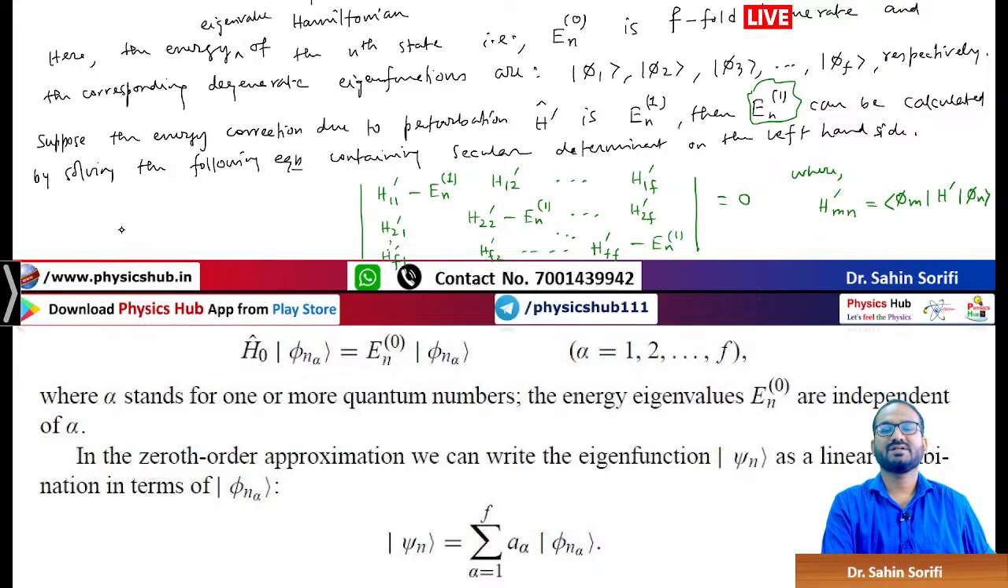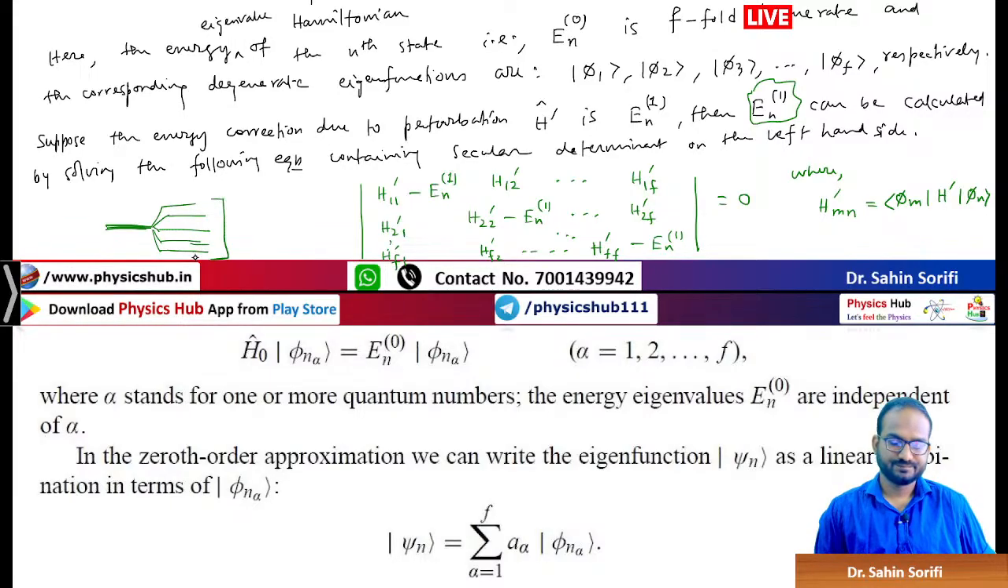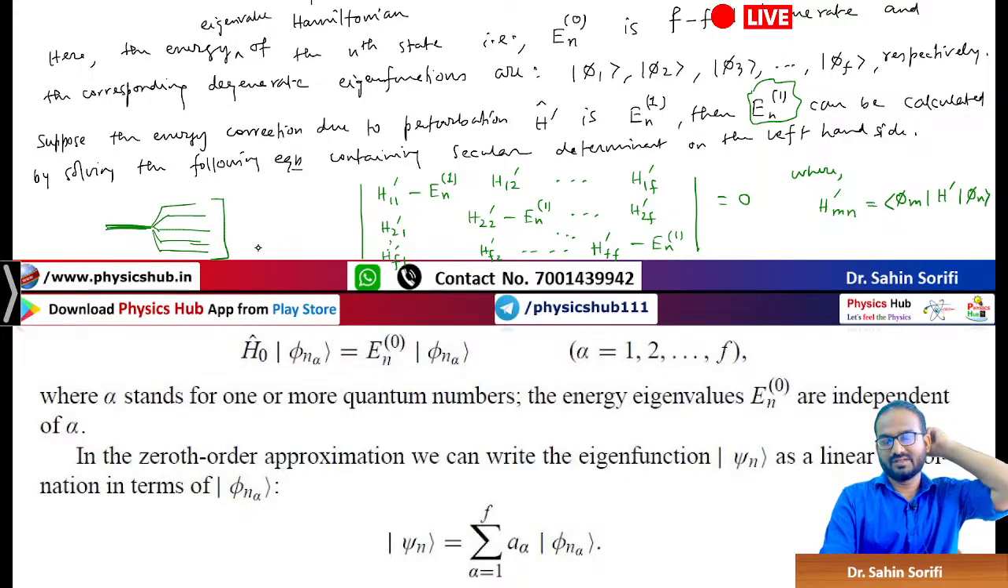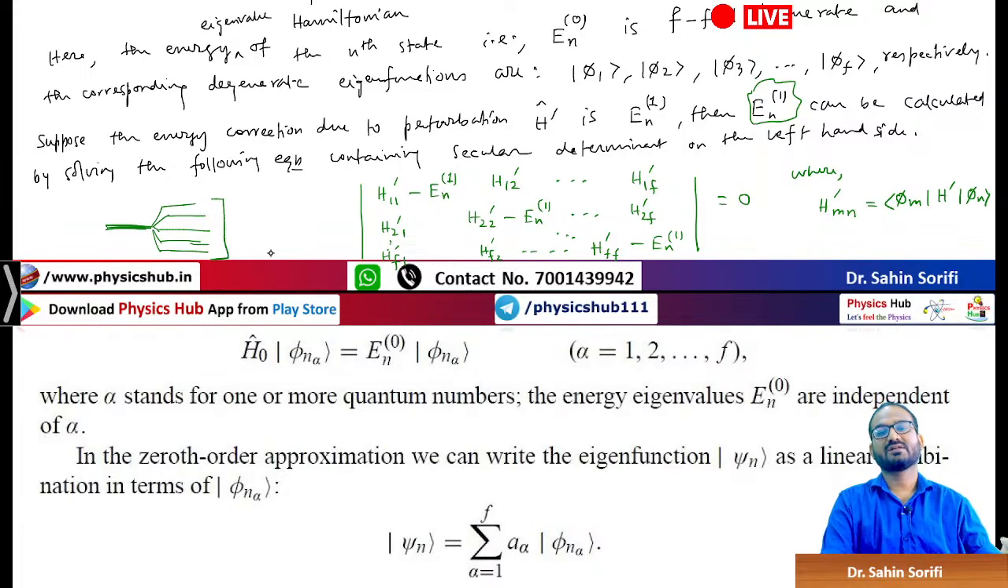So lifting of degeneracy means previously, let's say, it was f-fold degenerate, and just by applying the perturbation the levels get separated because of the correction in energy. So this is the job of the perturbation. Did you get it? Maybe the Zeeman effect is one example of this. Here, what is the perturbation in the Zeeman effect? Magnetic field. Stark effect: what is the perturbation in the Stark effect? Electric field.